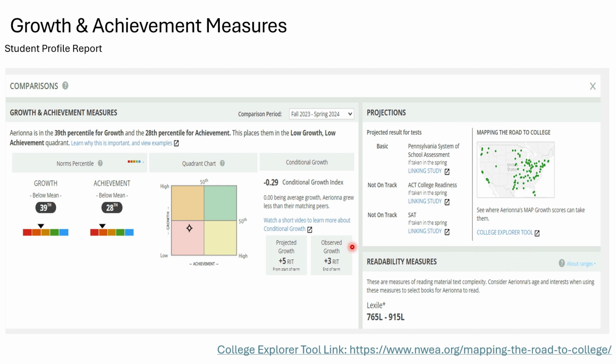You will also see a Lexile level. So in this case, we're looking at a reading assessment, so it will give you a Lexile range for the student. If it's math, it would show a quintile range, which basically means think of a Lexile level in terms of mathematical computation ability.